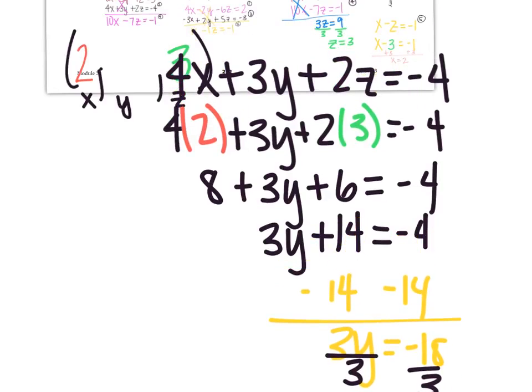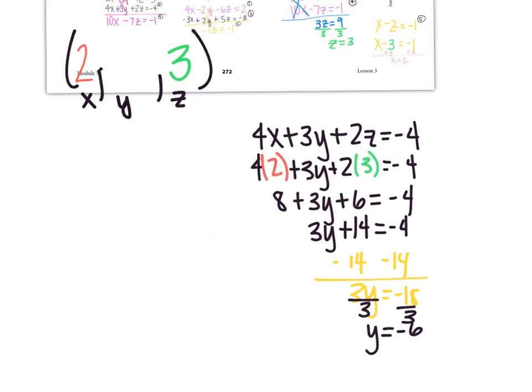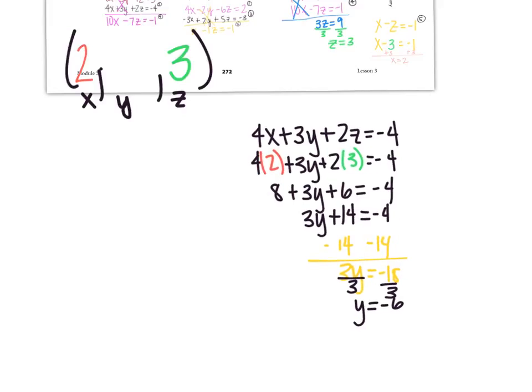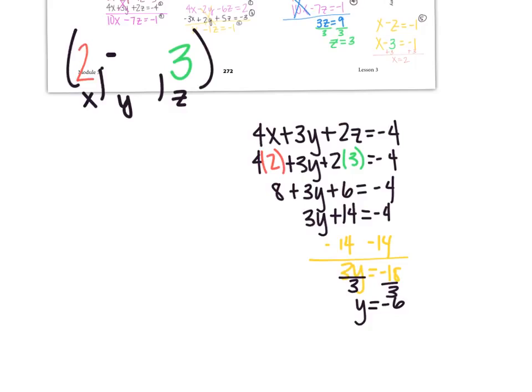So I ended up with -6 for my x value. Sorry, for my y value. Did anyone do that in a different equation? You did it in the first one? You did it in which one, Reese? The first one? Okay, did you still end up with the same thing? You still get -6? Okay, good. So as long as we all get -6, we all did our math right. That's all that matters. So I got -6 for my y value.